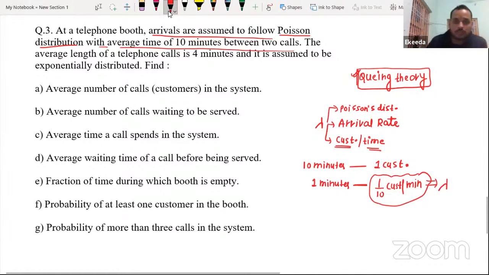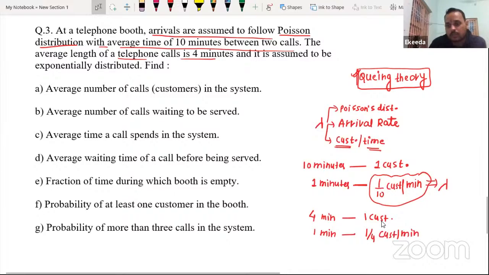So the lambda is 1 by 10, and it is saying that the average length of a telephone call is 4 minutes. Average length means service rate, and they have given the mu data. They are saying 4 minutes for one customer, so for 1 minute, it is going to be 1 by 4 customer per minute. So this is the service rate. Service rate in this queuing model is represented by mu, and it is going to follow the exponential distribution. It is written that it is exponentially distributed.